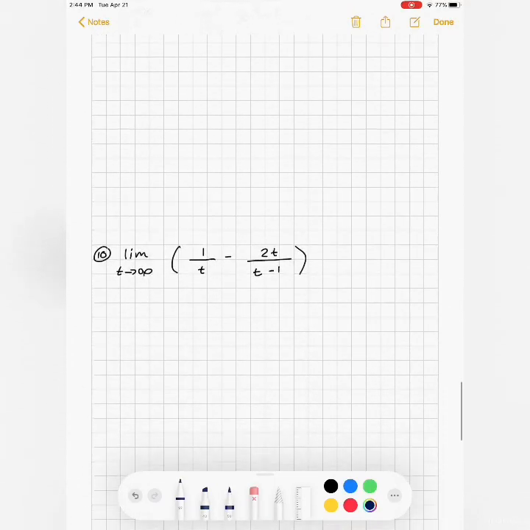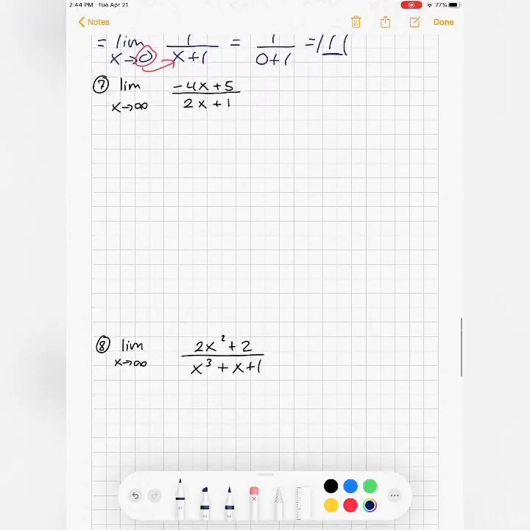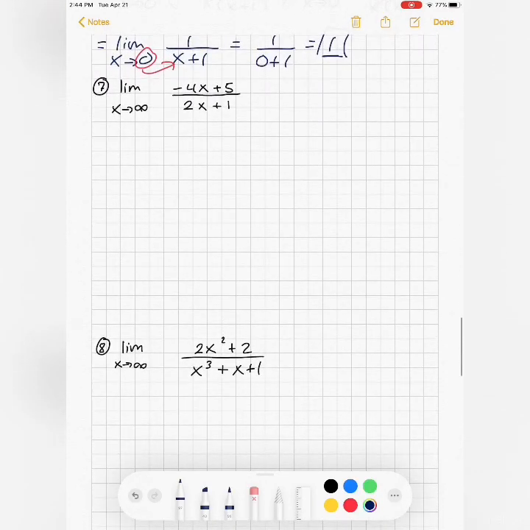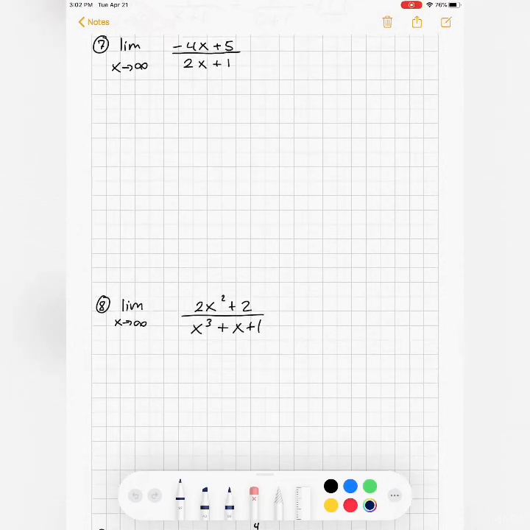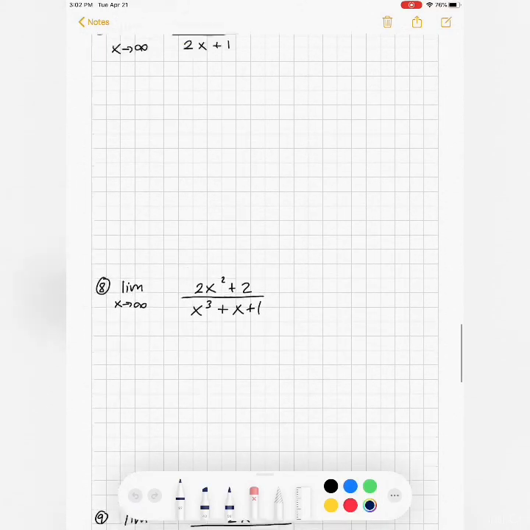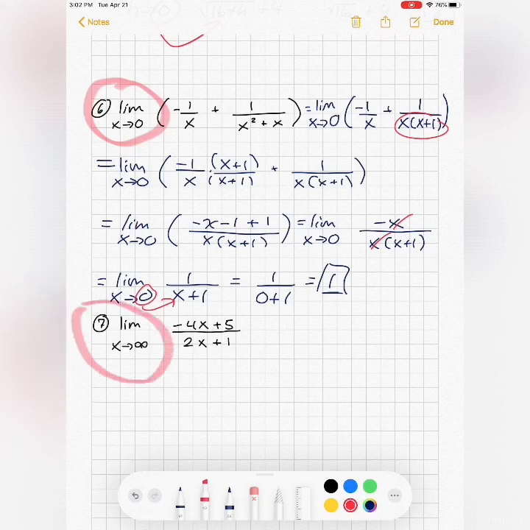Just take a look at what's left here. Got a few more. All right, let's look at a couple more limits at infinity. So it's important to look at the type of limit problem before doing anything, because if I'm finding the limit at a number, like here, that's really a completely different process than if I'm finding the limit at infinity.